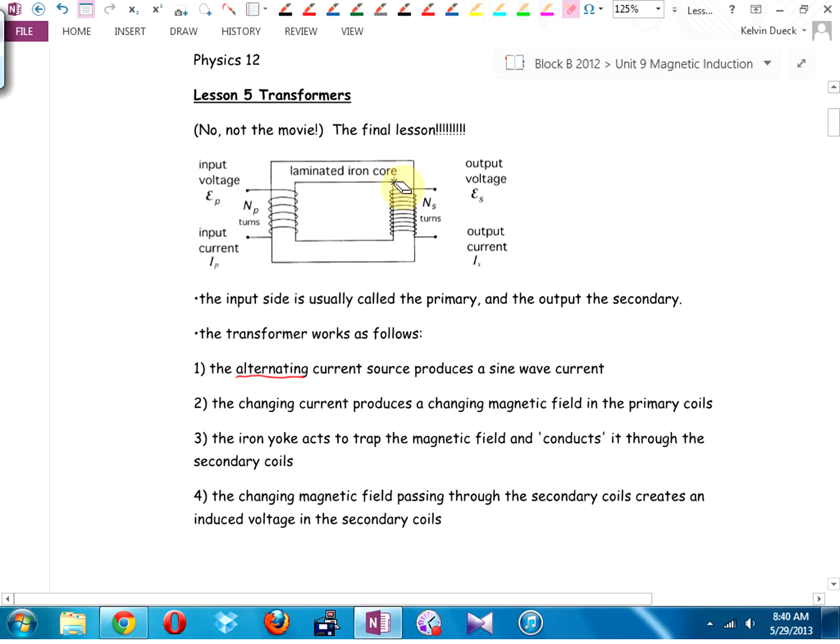The iron yoke, we usually have a laminated iron core, that acts to trap the magnetic field and it conducts it through the secondary coils. It really amplifies the changing flux because the iron itself also becomes magnetic. The changing magnetic field passing through the secondary coils creates an induced voltage in the secondary coils, a different voltage.